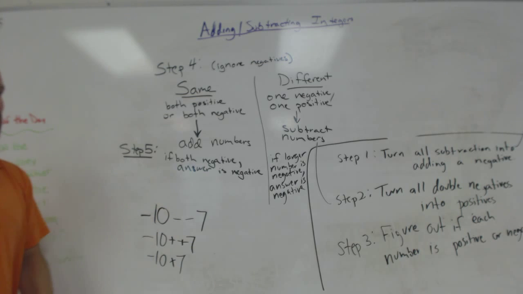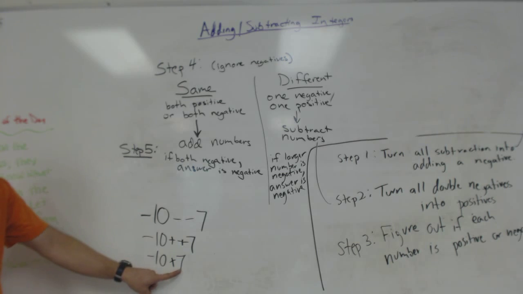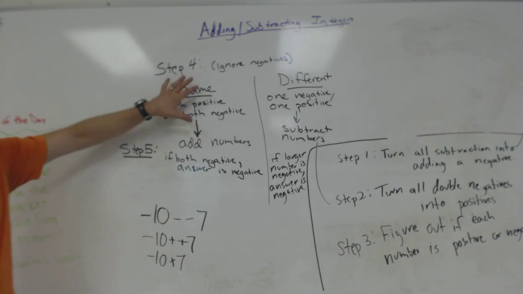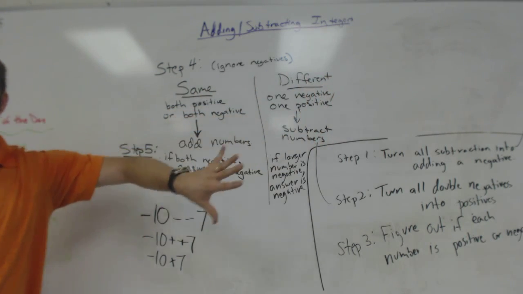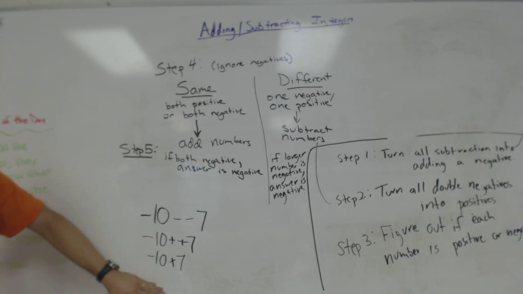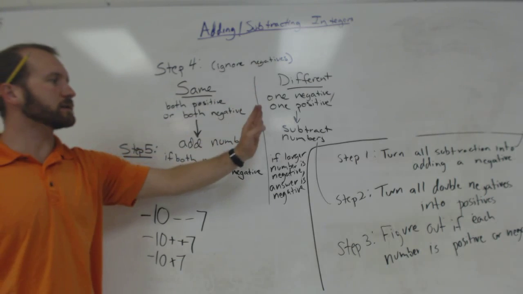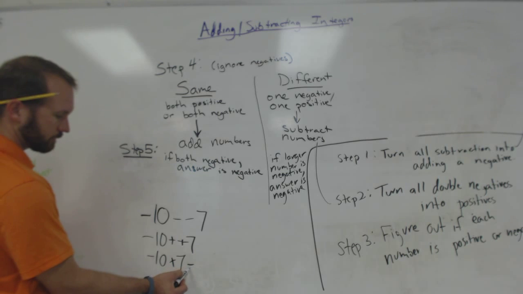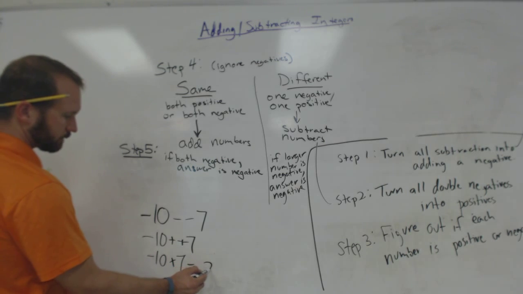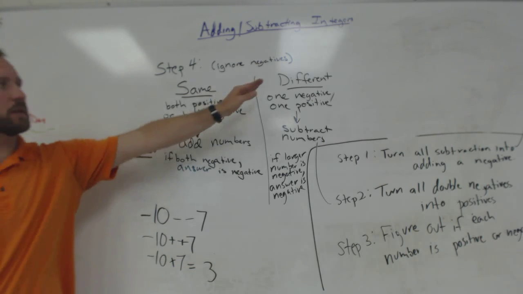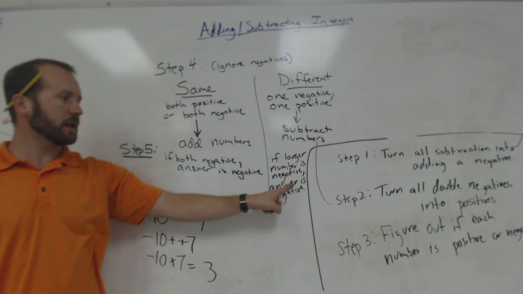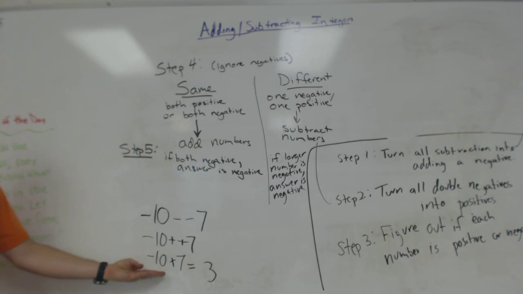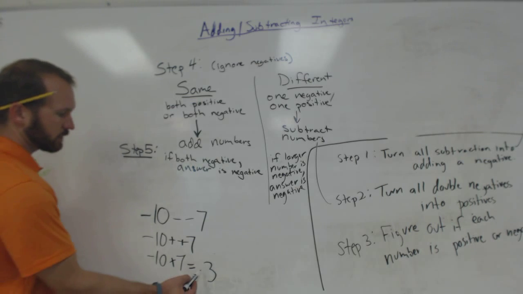Step 3, figure out if each number is positive or negative. This is negative, this is positive. Step 4, am I going to go on the same side or the different side? Different. These are different, right? This is negative 10, this is positive 7. So if they're different, I subtract the numbers. What's the difference between 10 and 7? 3. Step 5, if the larger number is negative, the answer is negative. Is my larger number negative? Yes. So my answer is negative.